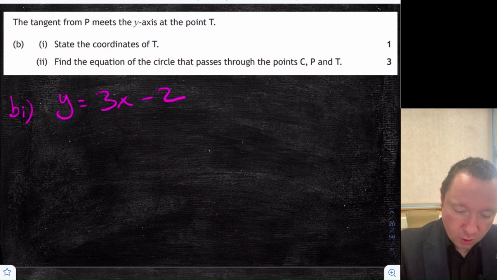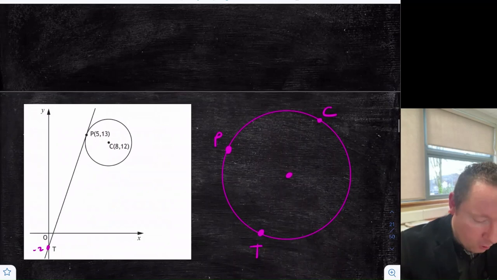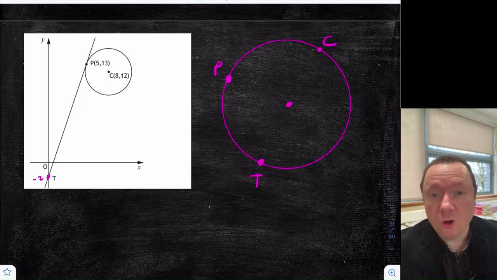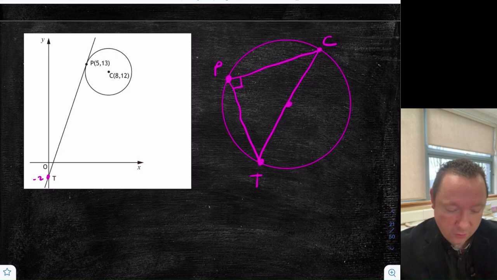And we're done there. Part b2 says, find the equation of a circle that passes through the points C, P, and T. If we've got the picture here again, we've got C, P, and T, and there's some bigger circle that goes through all three of these points. I've not drawn an accurate sketch, but we know this is a right angle, meant to be at P. That only happens in a circle when we make a triangle with the diameter. So we now know essentially that CT is the diameter.